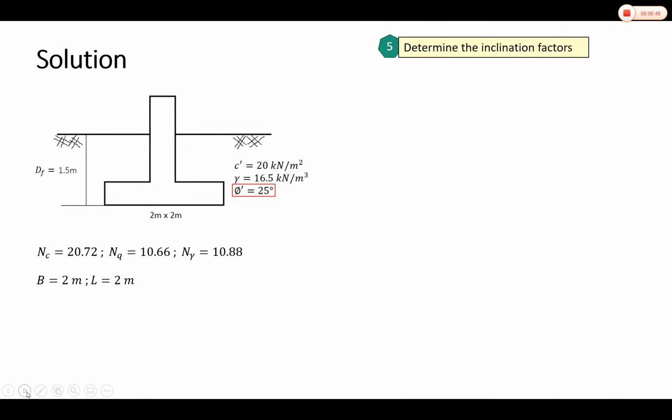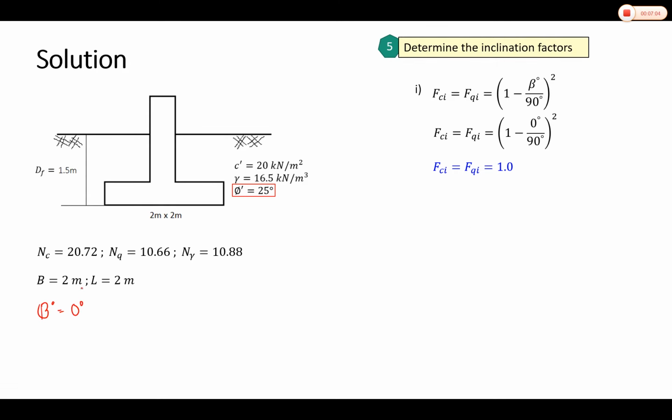Now, the next step is to determine the inclination factors. Alright, so here we have the inclination factors. This is the equation. So in this case, the beta will be equal to 0 degree. So now you can substitute beta here with 0. And then you can get the FCI, which is equivalent to FQI. So it's equivalent to 1.